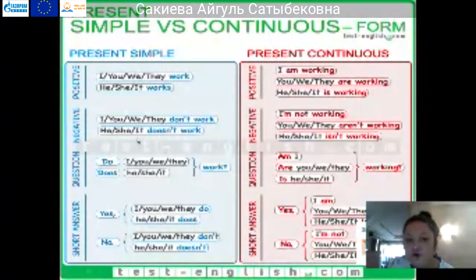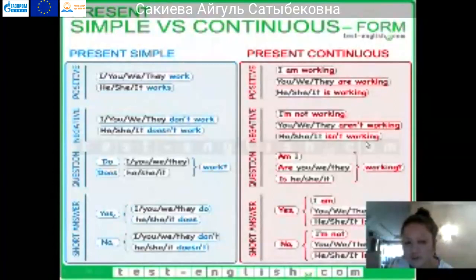How do we form the negative form? I, you, we, they don't work. He, she, it doesn't work. But present continuous, I'm not working. You, we, they aren't working. He, she, it isn't working.